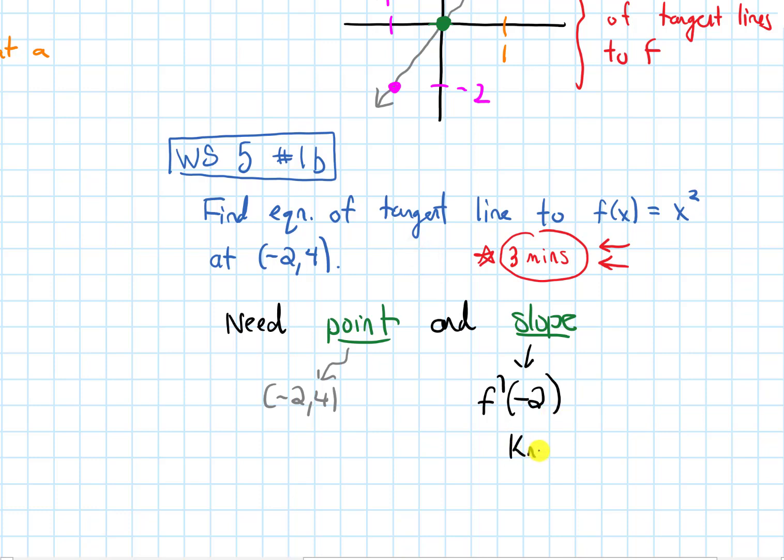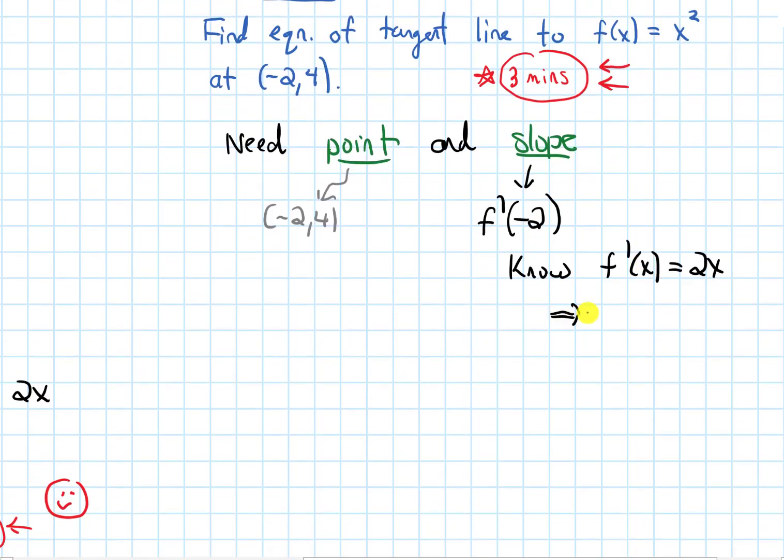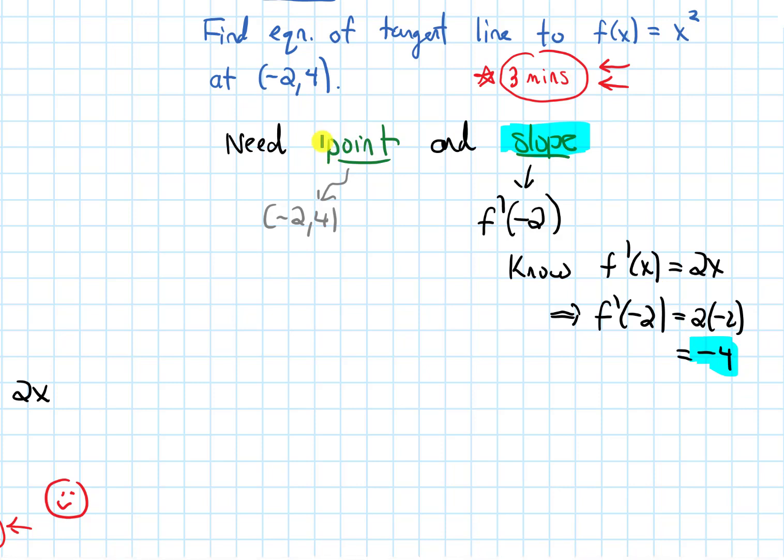All right, so we know what the derivative is. We know f prime of x equals 2x. So let's plug in -2 into that. So this implies that f prime of -2 will be 2 times -2, which is equal to -4. So that is going to be the slope. So the slope is going to be -4, and the point is -2, 4.